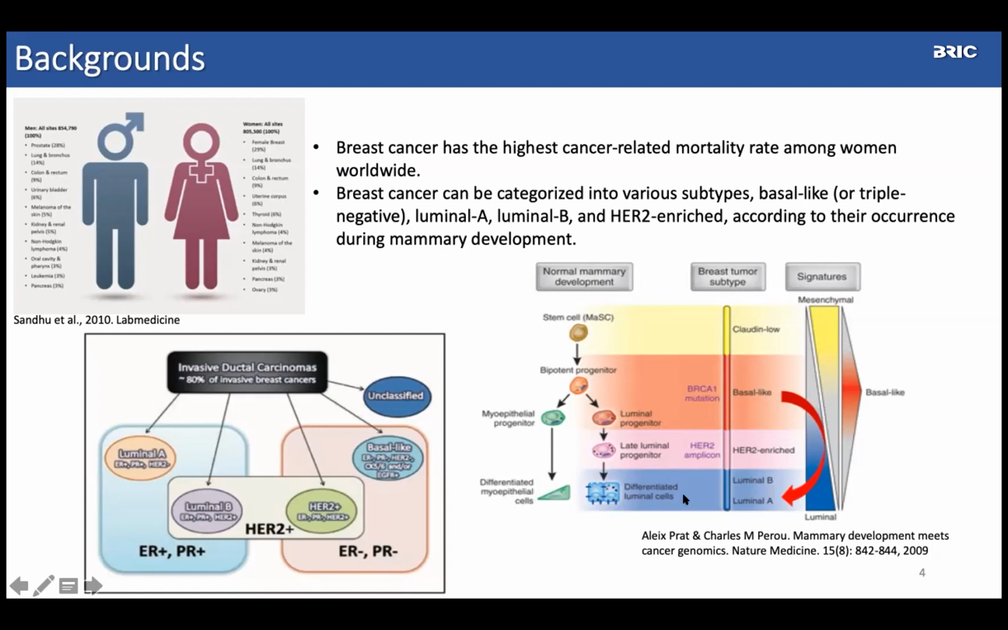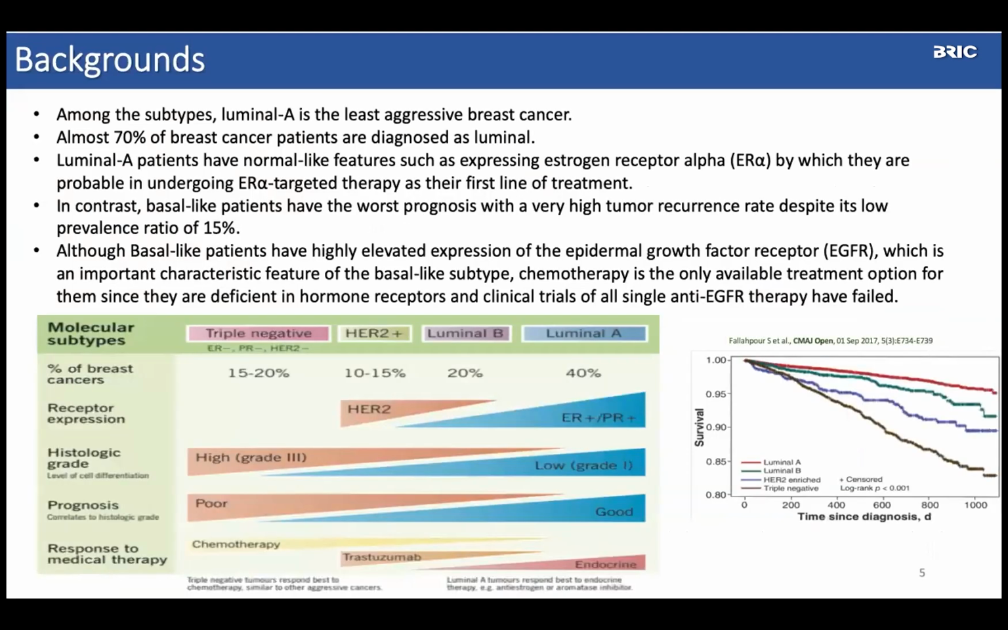And for luminal A, more than about 70% of breast cancer patients belong to this group. And they are usually treatable with hormonal therapy called anti-estrogen receptor alpha therapy. So there is treatment available for those patients. And if you also look at this survival here, basal-like or triple-negative breast cancer has the worst prognosis, whereas luminal A has the best prognosis of these breast cancer patients.